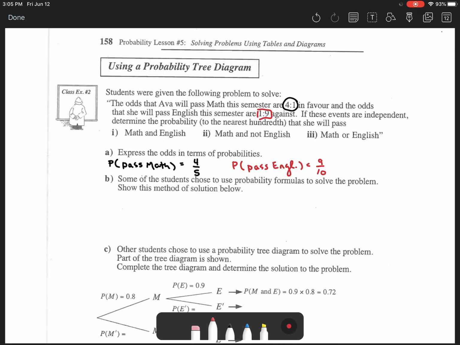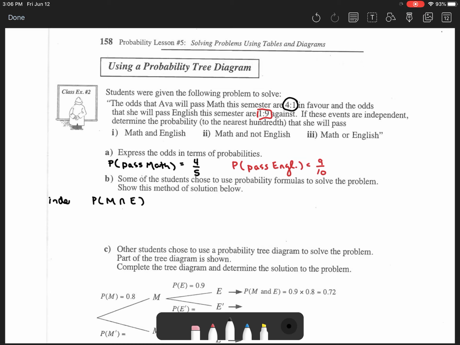Now in B, it says some of the students chose to use probability formulas to solve the problem. Show this method of the solution below. So what I'm going to do is write down the formula I'm using and then what it is that I am discussing. The first one would be the probability of M and E. What does that stand for? Well, math and English. That's the first question I was asked to solve.